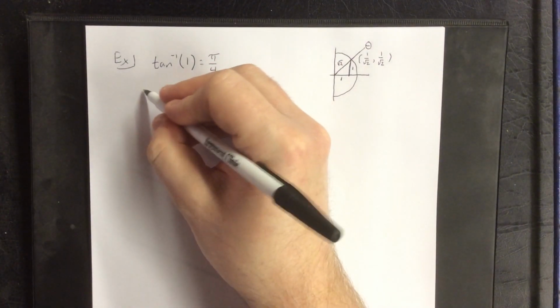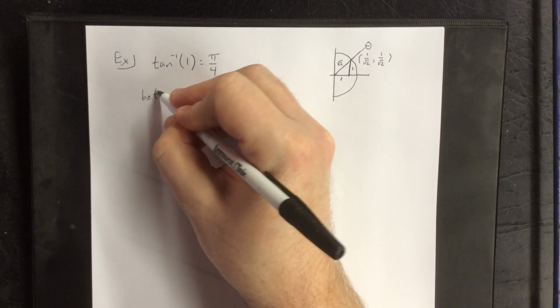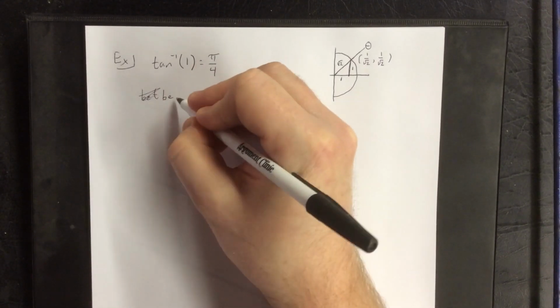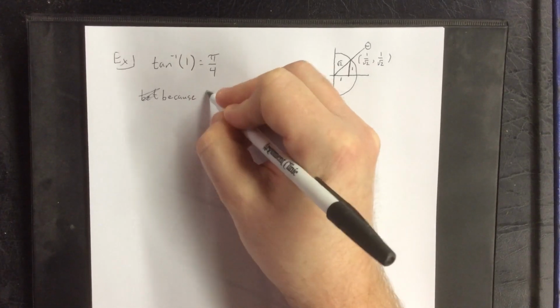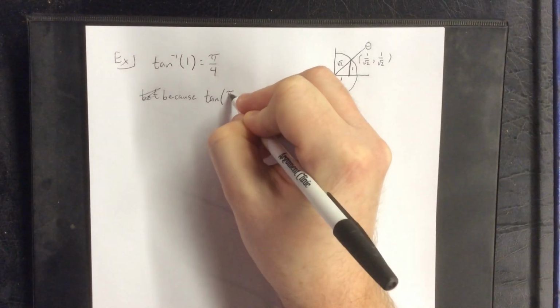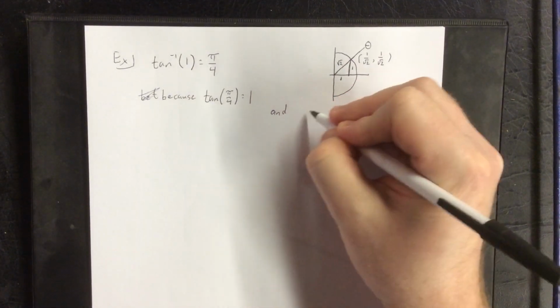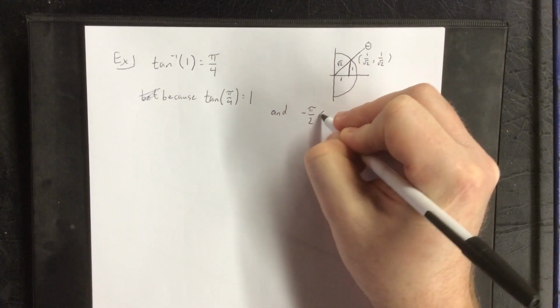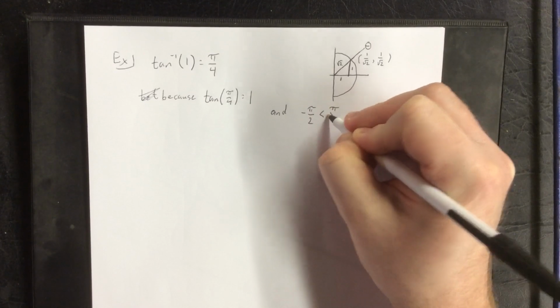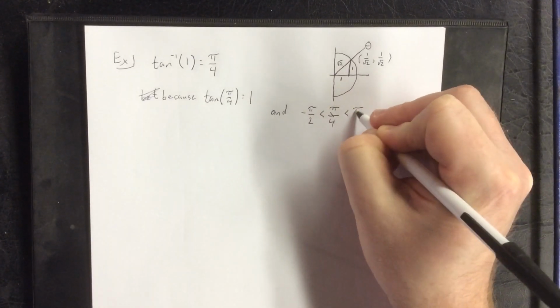This is due to the fact that, because the tangent of pi over 4 is equal to 1, and pi over 4 is in the appropriate restriction.